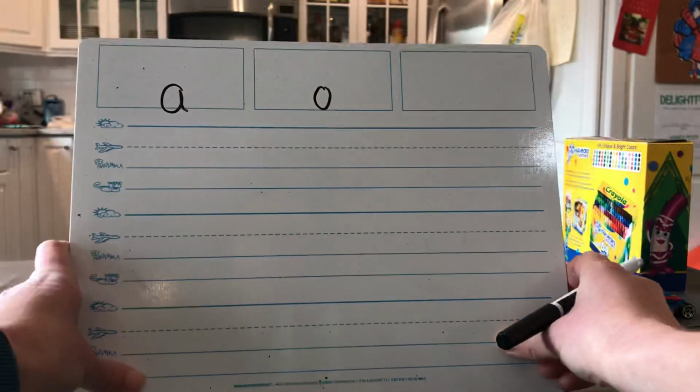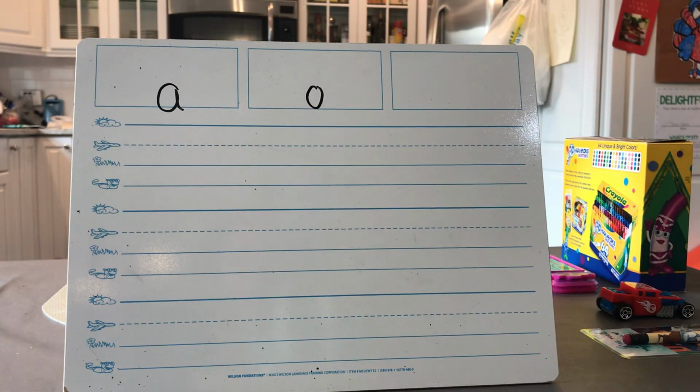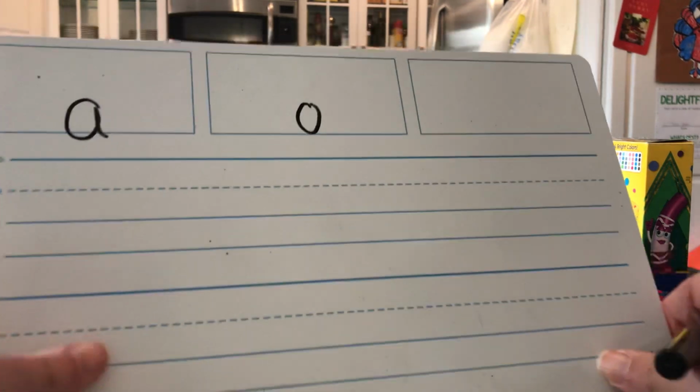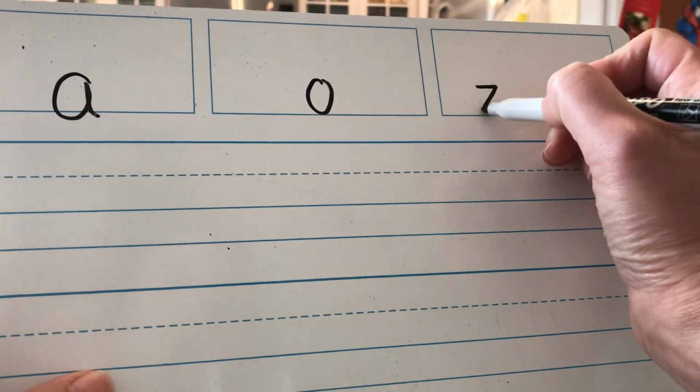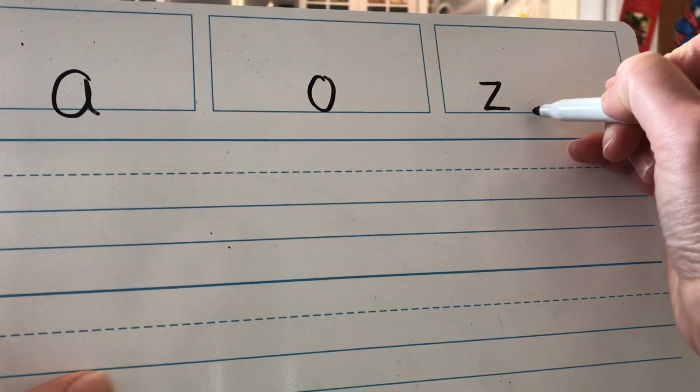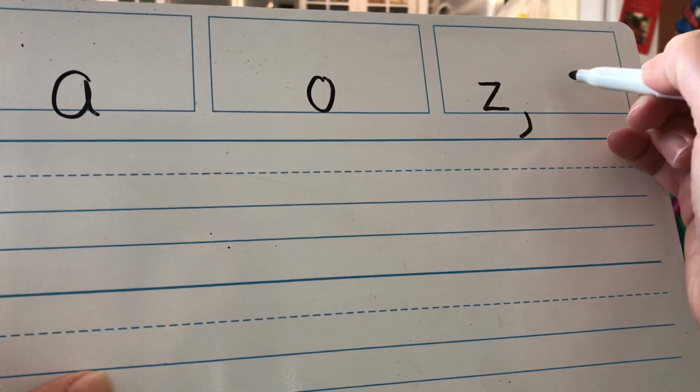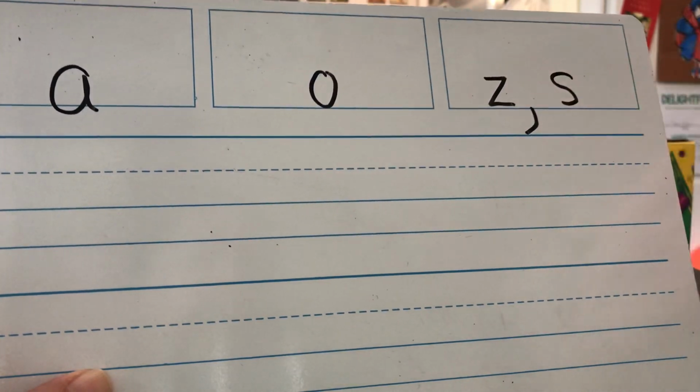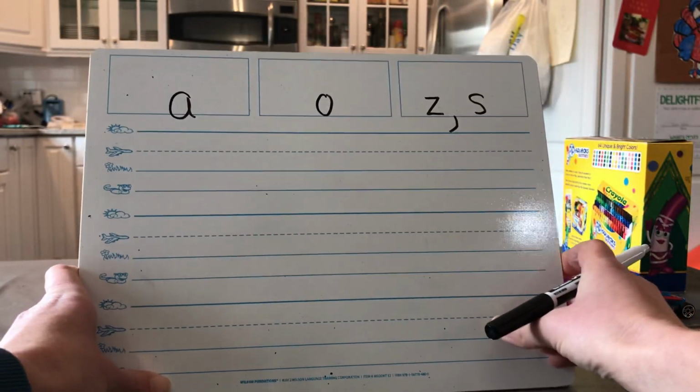That's right. Letter O. Next sound, Z. So remember, there's a letter that says this, but there's also the suffix that we've been learning about. So I'm going to put letter Z, put a comma to separate, and put S. Suffix S.